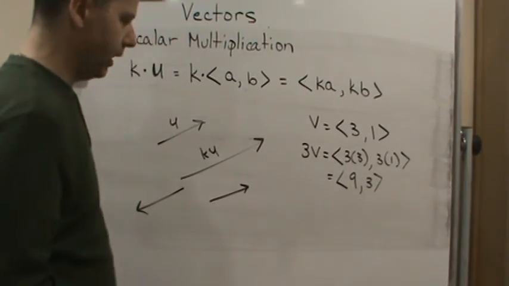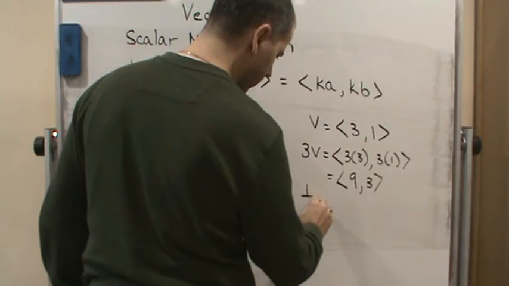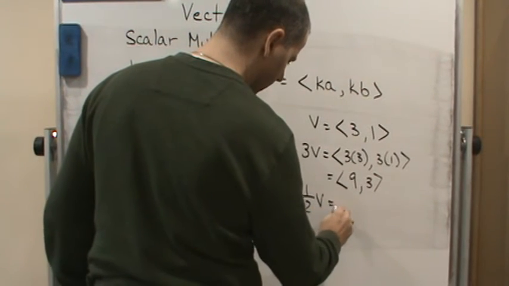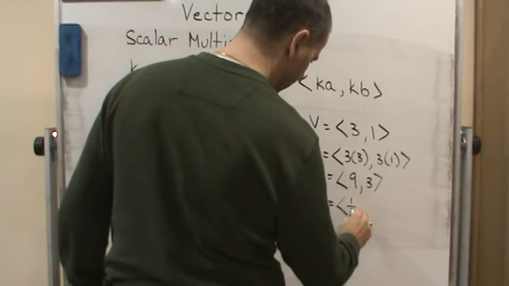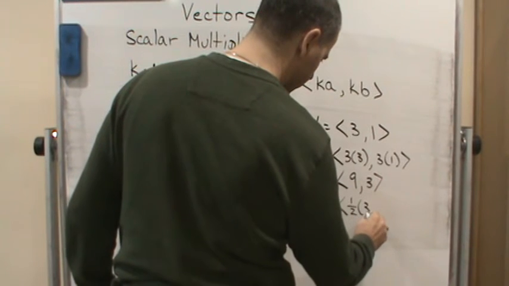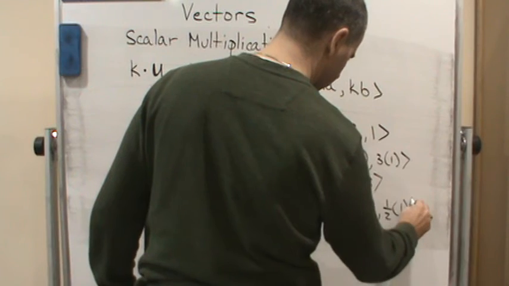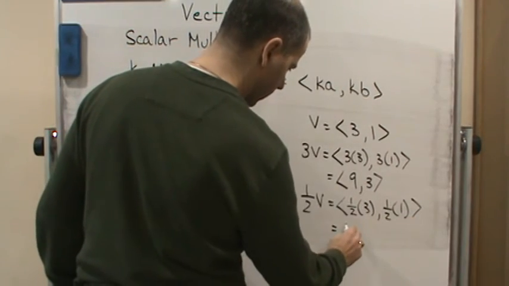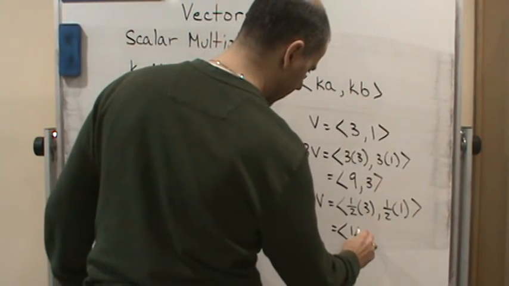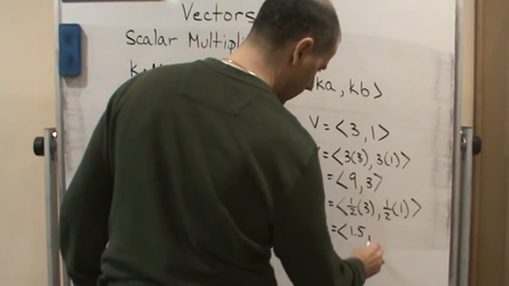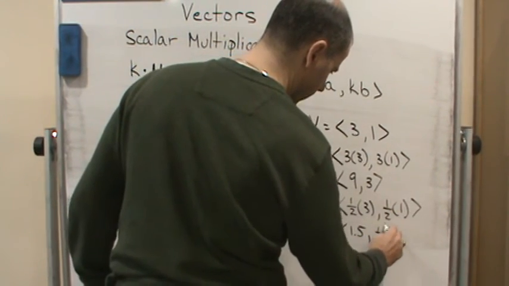Okay? And 1/2 v is just going to be 1/2 times 3, comma, 1/2 times 1, which gives me 1.5, comma, 1/2.